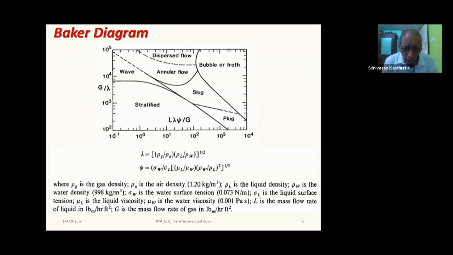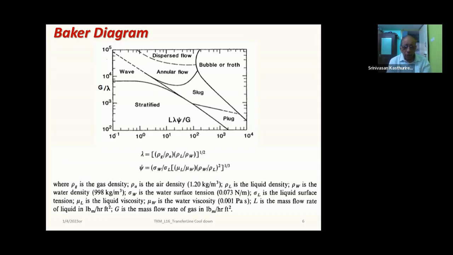Sigma W represents the water surface tension, which is 0.073 Newton per meter. And sigma L is the liquid surface tension. You are considering some liquid, so whatever the surface tension of the liquid is. And mu L represents the liquid viscosity. Mu W is the water viscosity, which is 0.001 Pascal second. And L is the mass flow rate of the liquid, and the units here are pounds per hour per square foot. The mass flow rate of the gas is represented by G, which is again in pounds per hour per square foot.